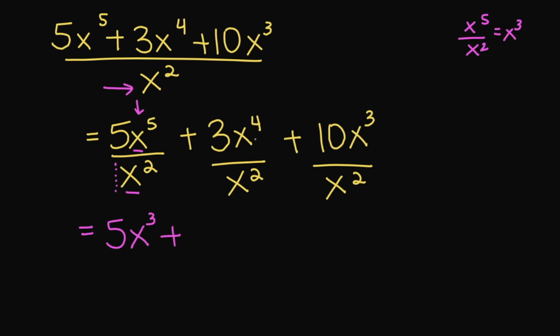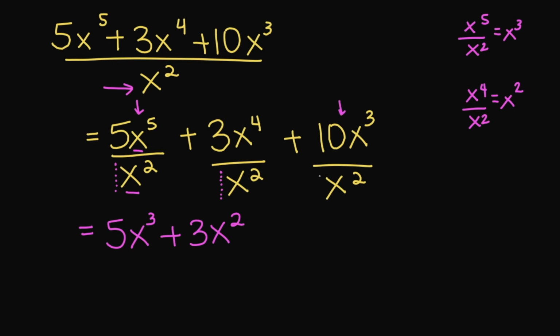Plus, we have 3x to the fourth divided by x squared. We have 3 divided by our imaginary 1. That's going to give us 3. And then we have x to the fourth over x squared. I'm dividing with the same base. I'm going to subtract my exponents. So this is going to give me x squared. So we're going to get x squared here.